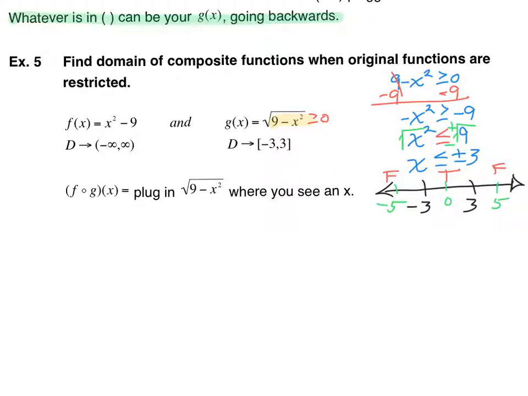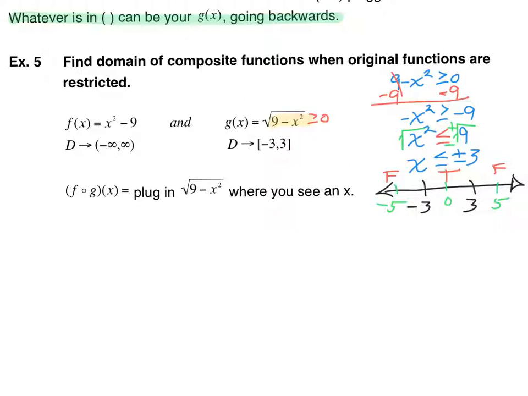So what happens when we find the composition? Go ahead and find f of g, and pause the video. You're going to take the g function and plug it into the f function. The g function gets substituted into the f function. So pause the video and find that composition.